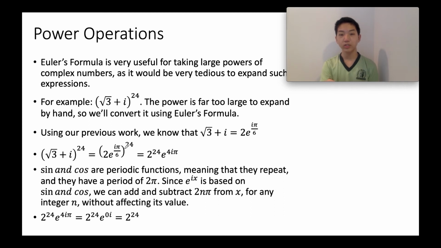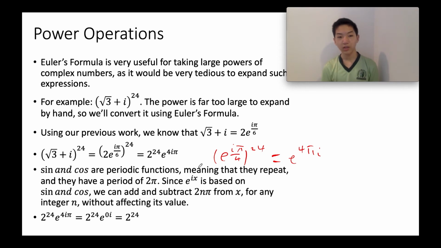Then we can distribute the exponent to the 2 and to the e to the i pi over 6. So we get 2 to the 24th times e to the 4i pi. Remember that we have the identity that if we have this to the 24th, you just multiply the exponents. So if we multiply the exponents, we just get e to the 4 pi i, or 4i pi. And then you don't necessarily have to expand the 2 to the 24th, unless the question requires you to.